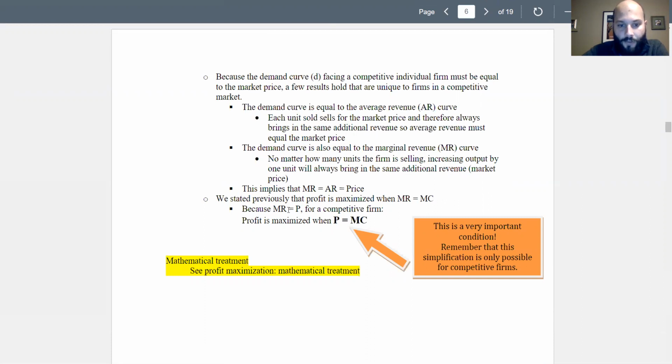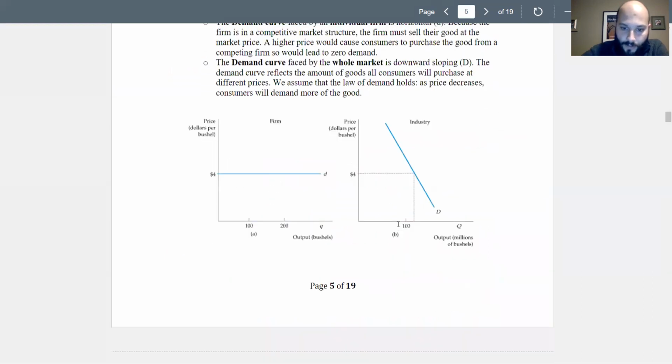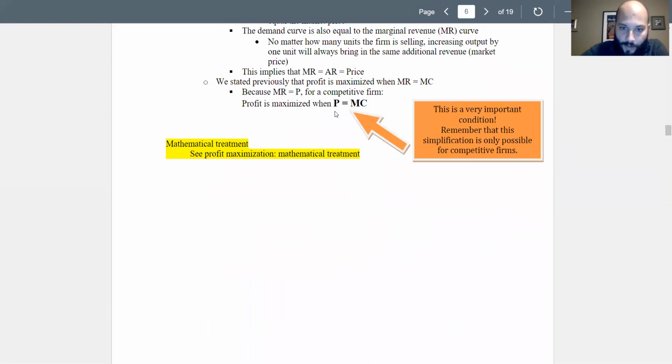And then we can use our optimal condition right here. If we know that P equals MR, then we know that P equals MC. So MR equals MC for the perfect competitor implies P equals MC. There is some set market price. You will find marginal cost from a total cost function, set them equal. In doing so, you can solve for optimal quantity.